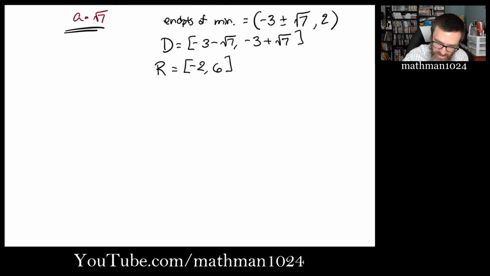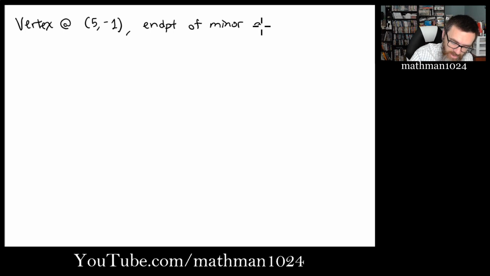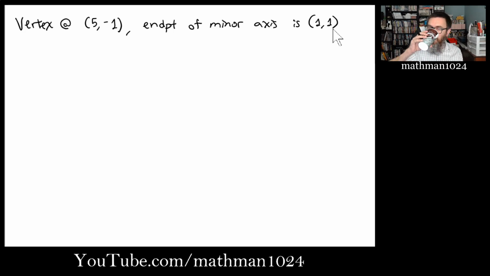Okay, let's try another one. So we have a vertex, excuse me, at 5, negative 1, and we have an endpoint of the minor axis is 1, 1. So let's see if we can figure out what the equation is for this.